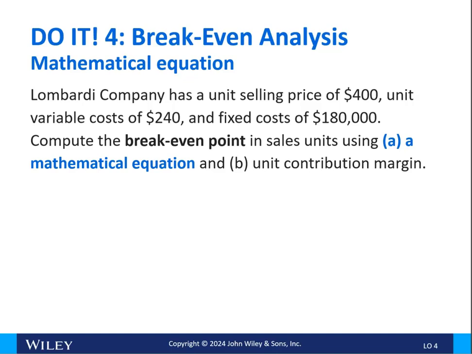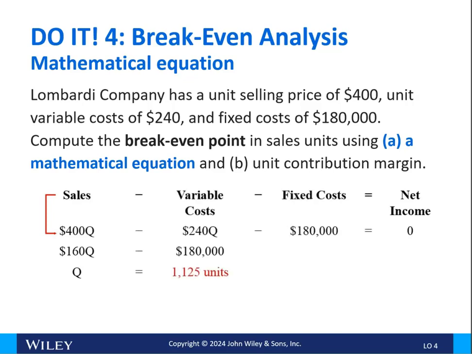So Lombardi Company has a unit selling price of $400, unit variable costs of $240 and fixed costs of $180,000. Compute the break-even point in sales units using the mathematical equation, and then we'll do it using the contribution margin.